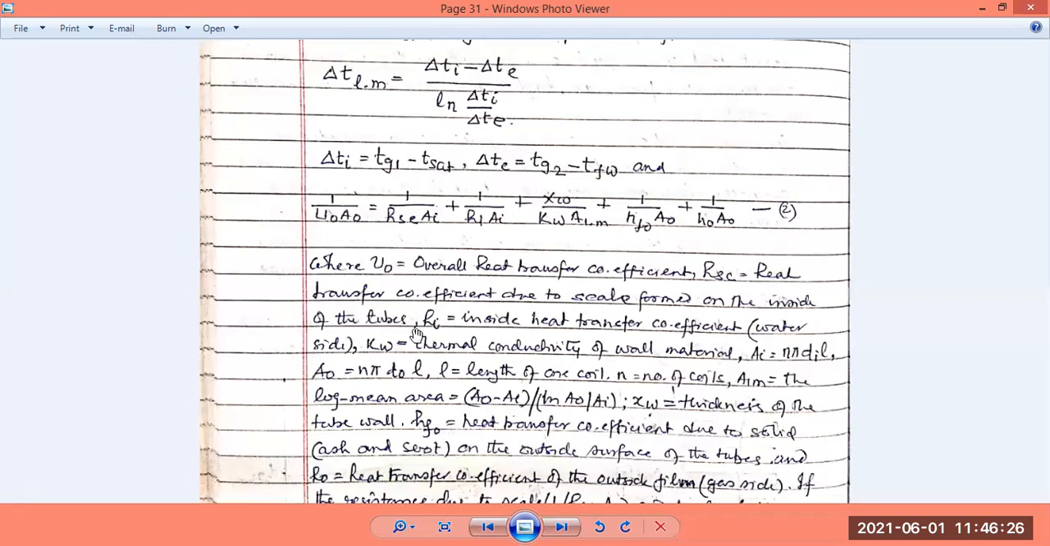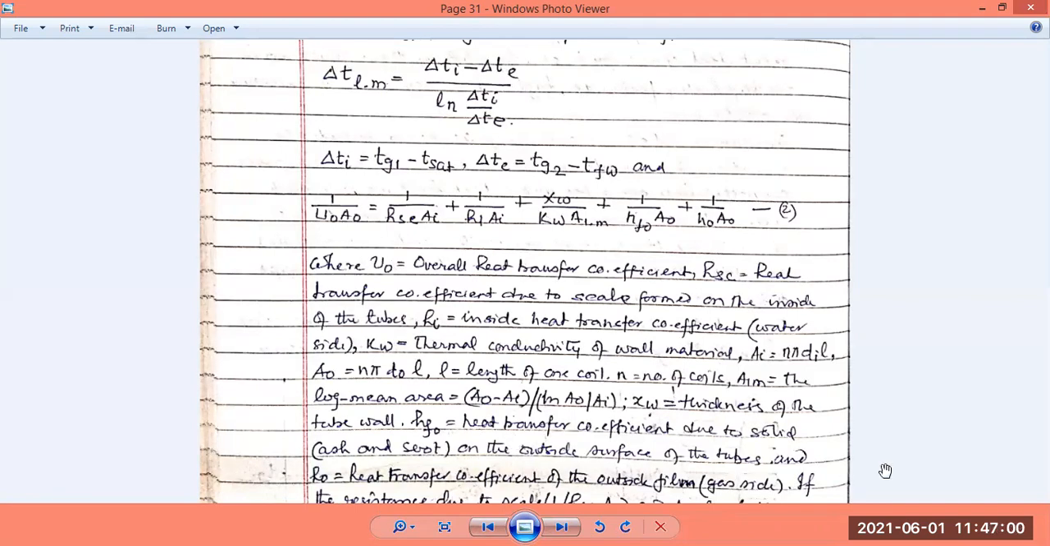Next, Ai is pi n di l, where A0 is n pi d0 l. L is the length of one coil, n is the number of coils, and Aim is A0 minus Ai over ln of A0 by Ai. That is the mean area. xw is the thickness of the tube wall.